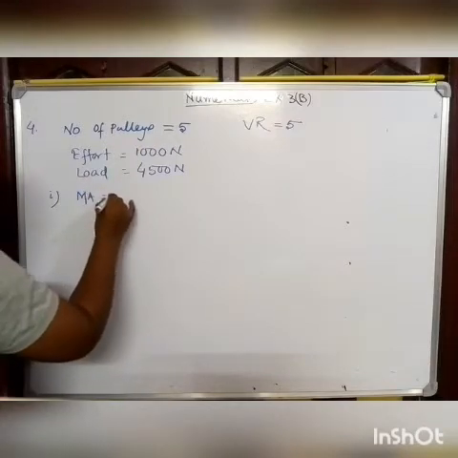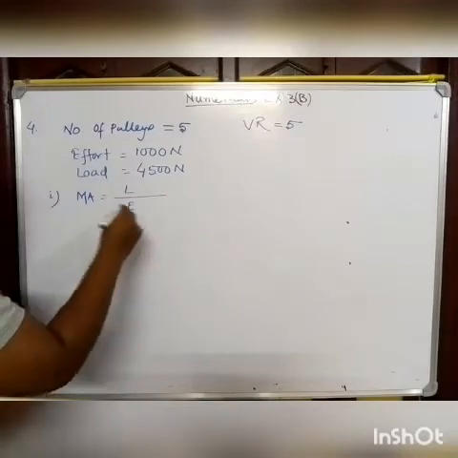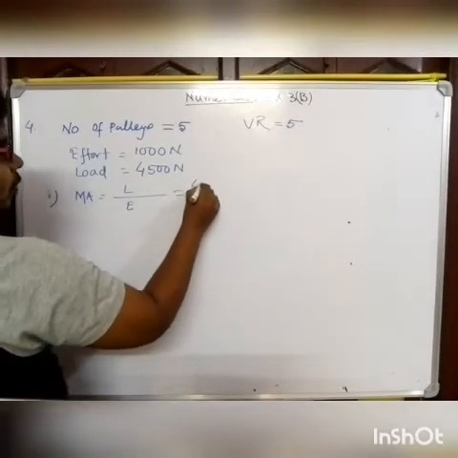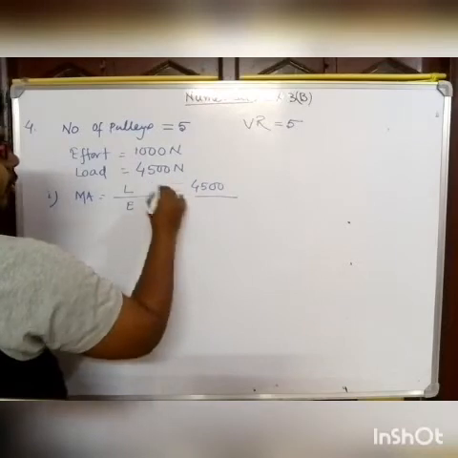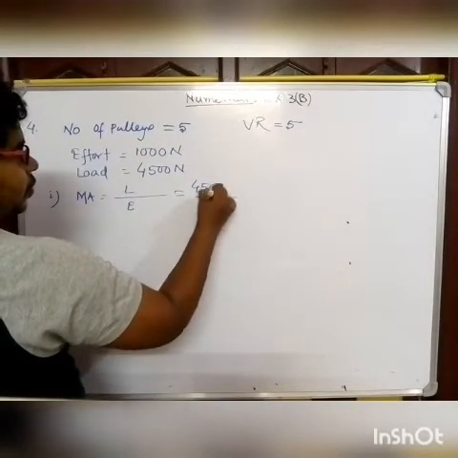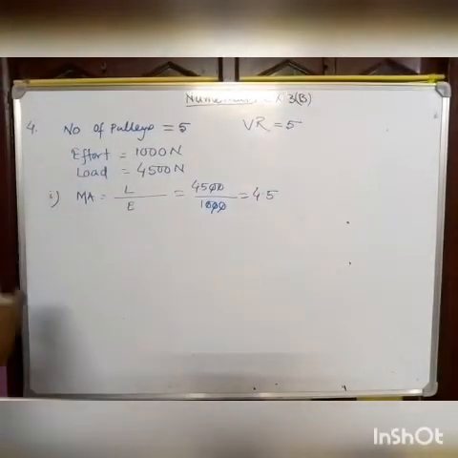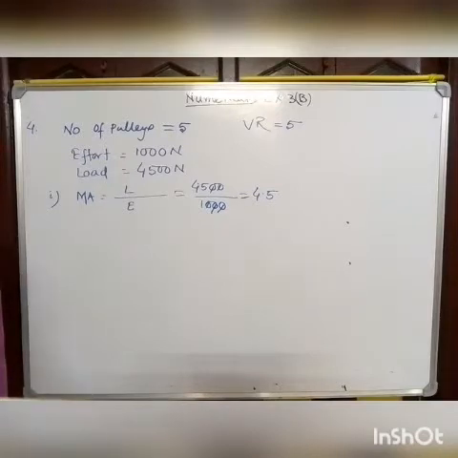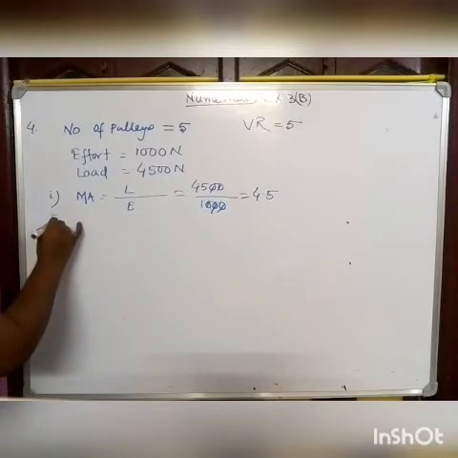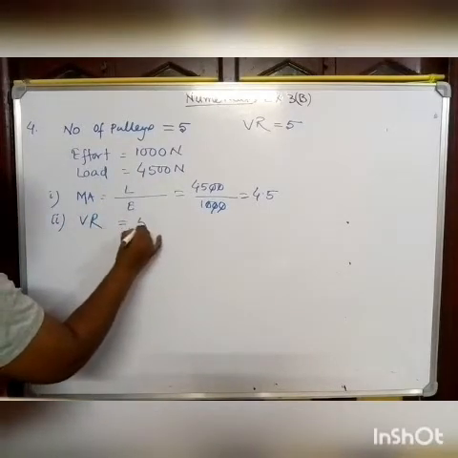First question is mechanical advantage. We know mechanical advantage equals load by effort. Load is 4500, effort is 1000, so it is 4.5. As mechanical advantage is the ratio of two same physical quantities, there shouldn't be any unit. Number 2, what is the velocity ratio? We have already got it, that is 5.